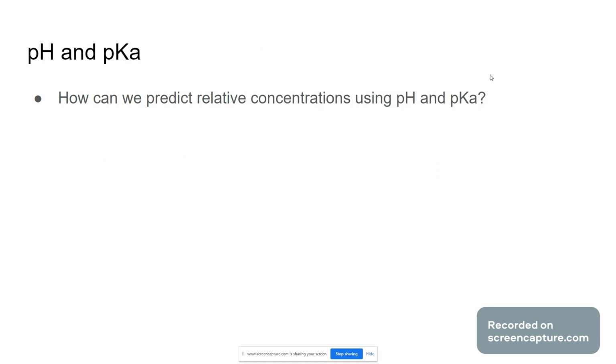So you'll need to know the relationship between pKa and pH. You should know that if the pH is less than the pKa, the acid is more prevalent in the solution. If the pH is greater, then you have more conjugate base in the solution.